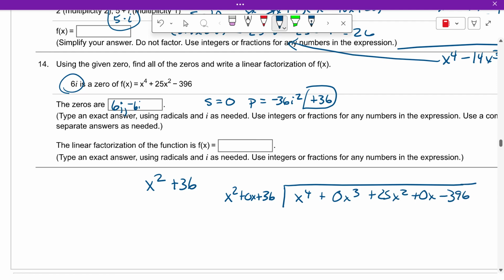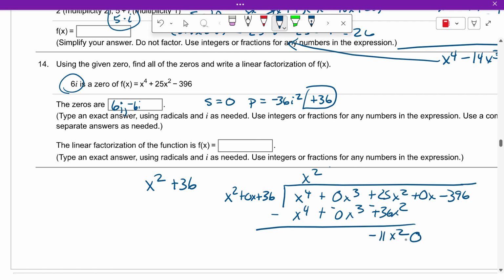To find out what the other ones are. What times x squared is x to the fourth? X squared. So I get x to the fourth plus 0x cubed plus 36x squared. Change the signs on the bottom row and then add, and we get negative 11x squared. And I drop the other two down. And then minus 11 is negative 11x squared plus 0x minus 396.